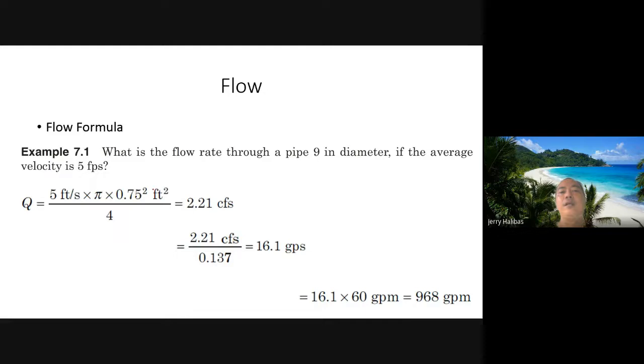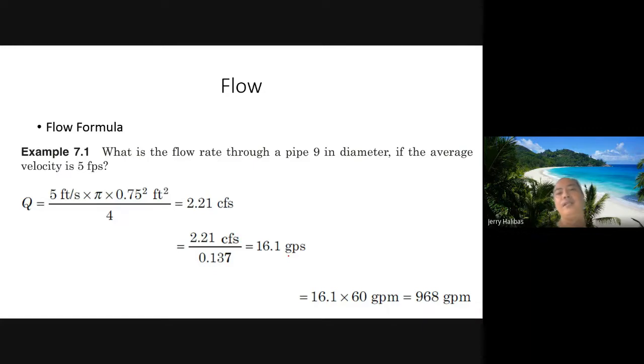It's a circle. Okay? Since the diameter is given, you convert this into feet. So, 9 divided by 12 is actually 3/4 or 0.75. So, this is the area of the circle. Then, this is now 5 feet per second or 5 FPS. So, therefore, you can solve it, and convert as required. Convert it to gallons per minute or gallons per second? It depends. Okay? So, that is now Q, the flow rate.